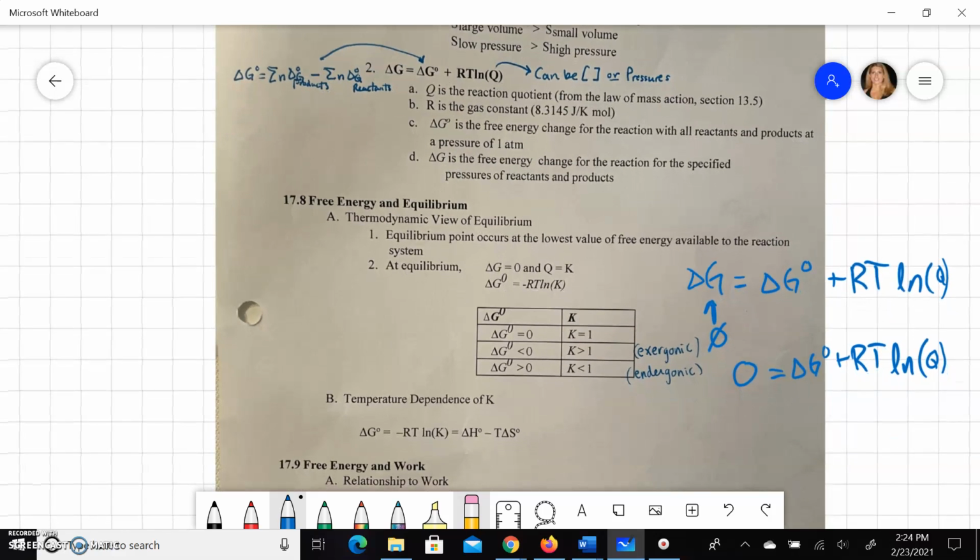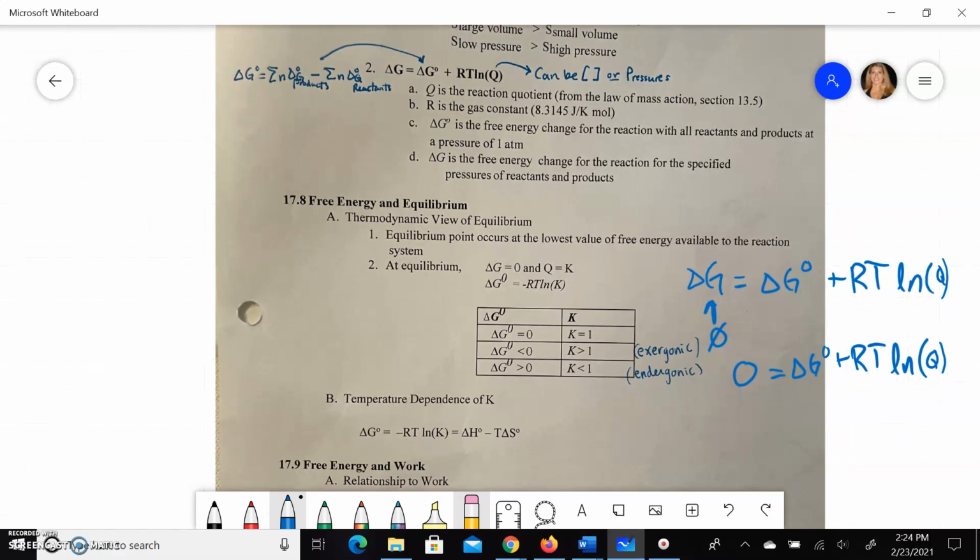Then we can rearrange it so that we don't have 0 on one side. If we subtract RT natural log of Q from both sides, that's where they're getting this. Also, notice that they switched Q with K, because at equilibrium you talk about K and not Q. So that equation can be used if it says it's at equilibrium, which it will tell you in the question.